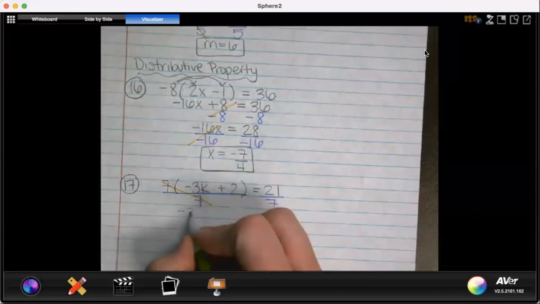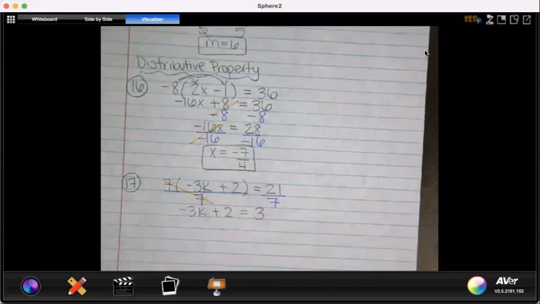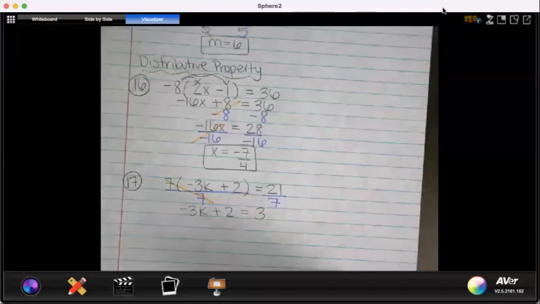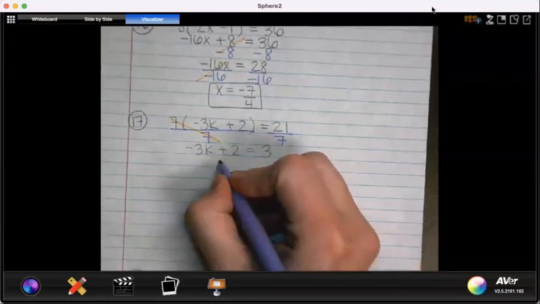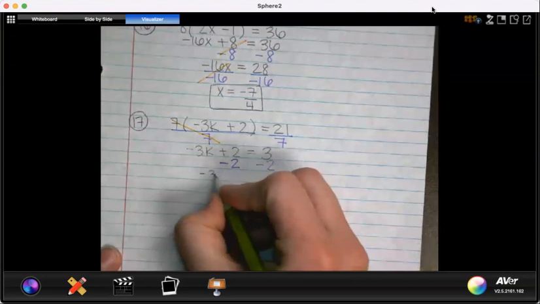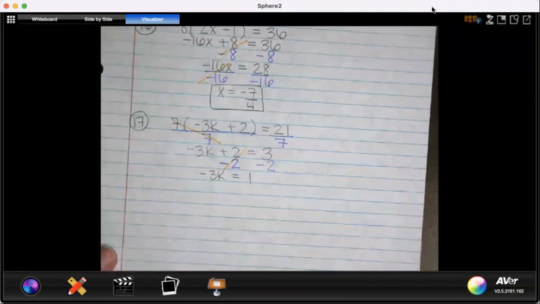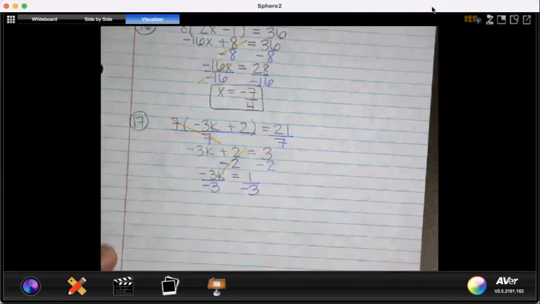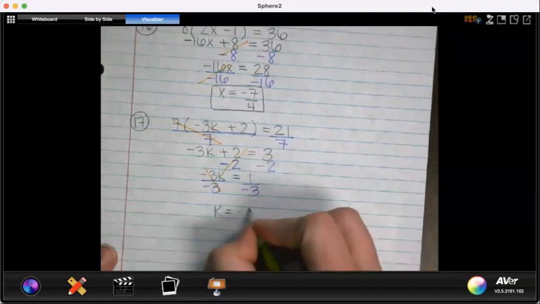Which gives us negative 3k plus 2 equals 3, which is a lot easier and nicer than dealing with the bigger numbers. Go ahead from here and solve your problem. From here, we're going to subtract 2 from both sides. And then we're going to divide by negative 3, leaving us with k equals negative 1/3.